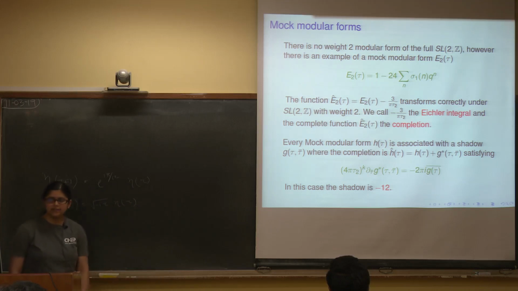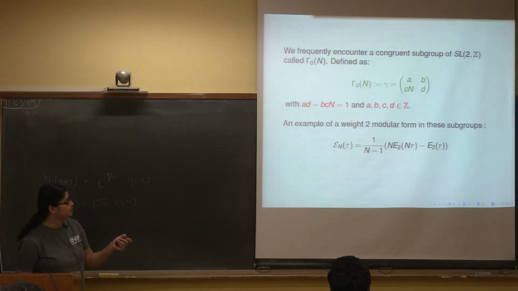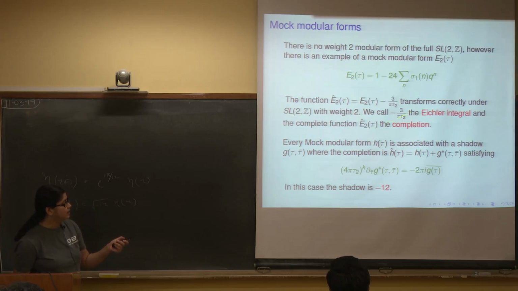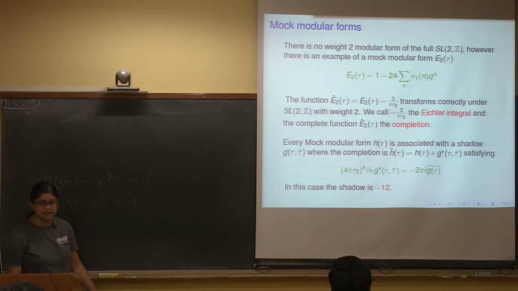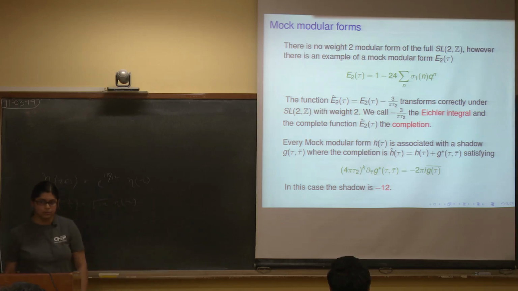We actually don't have any weight 2 modular form in SL2Z, but there is a mock modular form. This is E2, and if you subtract out minus 3 by pi tau 2, then it transforms similarly as these. And this minus 3 by pi tau 2 will be called the Eichler integral, and this E2 hat is called the completion of E2, or the completion of the mock modular form.